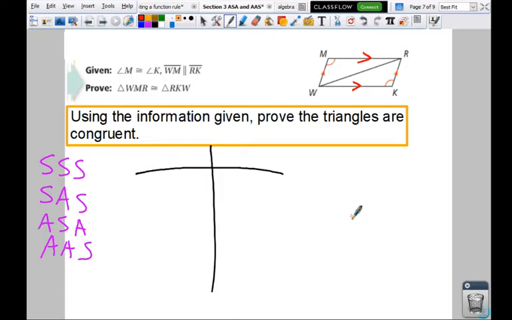So check, are there any alternate interior or corresponding? Yep. So I'll give you another minute or so to kind of work on that. We'll go over it, and then that'll be it. And the exit ticket, we have the exit.